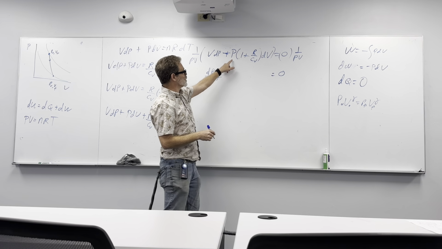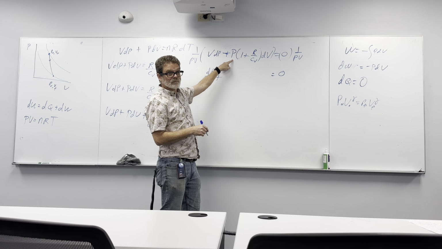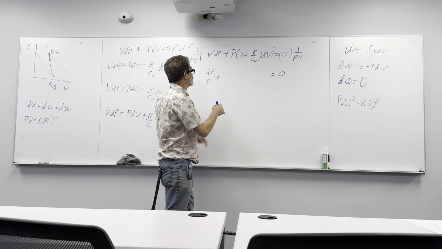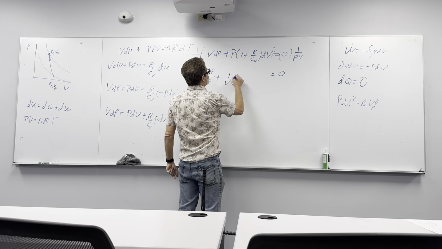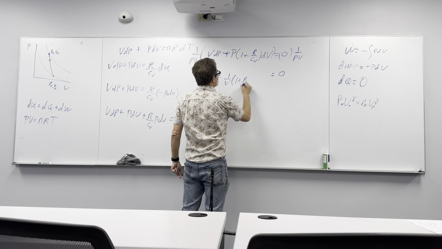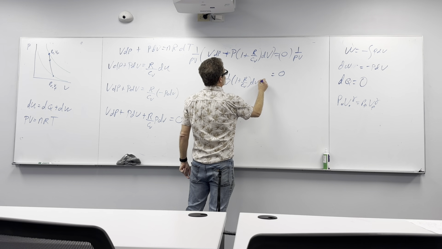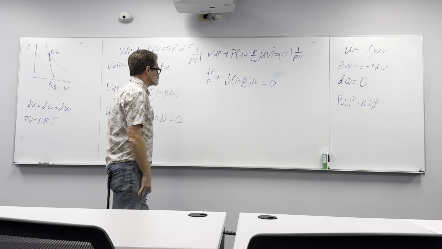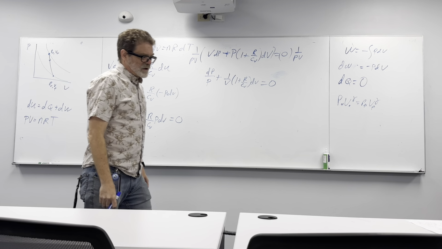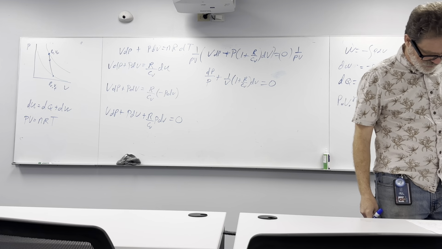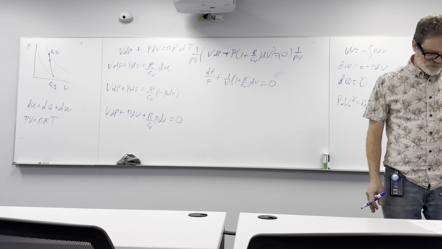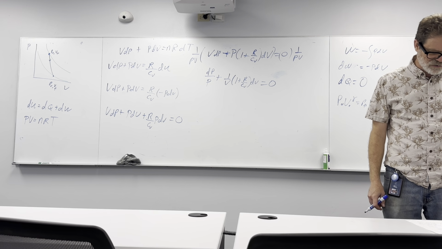Plus, and then this term I get a what? I get a 1 over V, right? Because the P's cancel. Okay, so this is looking really good. What did I do there?